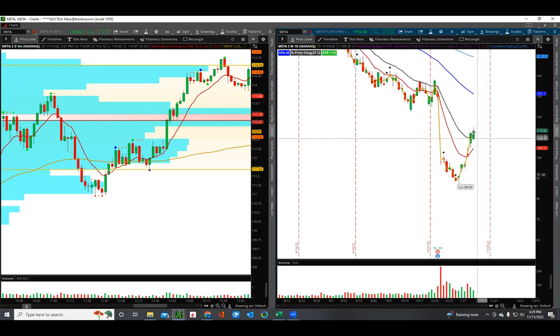Price action, meaning the candlesticks. What is the price action? This is the price action here. Price action is going down, going up. Price action and volume are leading indicators.